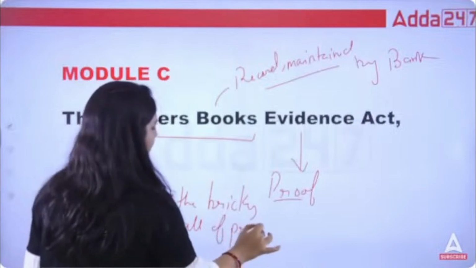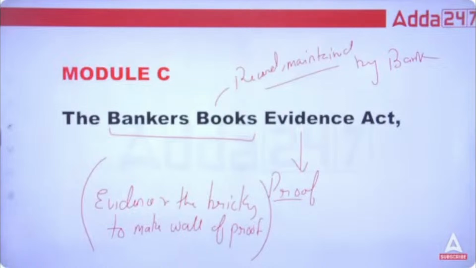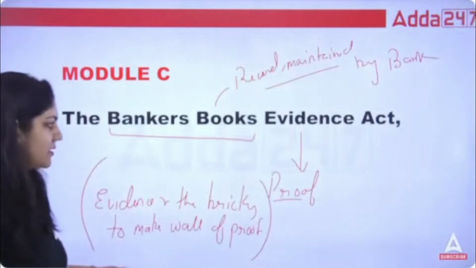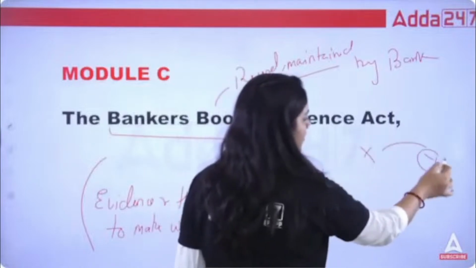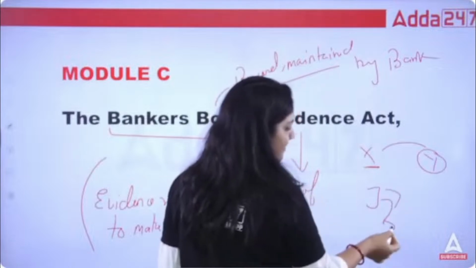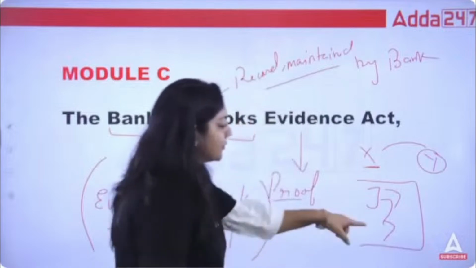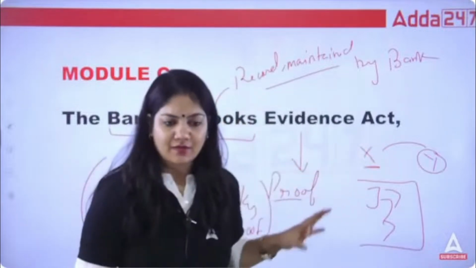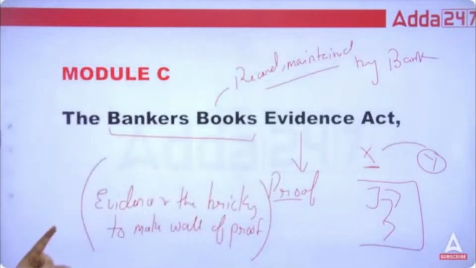To make a wall of proof. So evidence means, suppose if person X has done a wrongful act, these are the evidence that we are presenting in front of the court which prove that X has committed the crime. So this is the basic difference between evidence and proof.